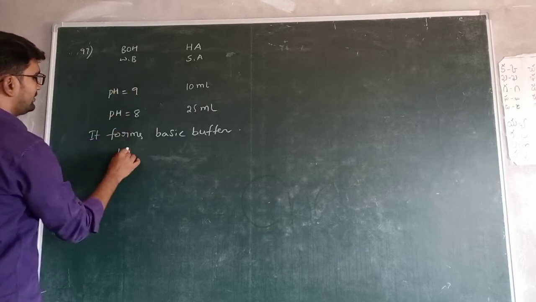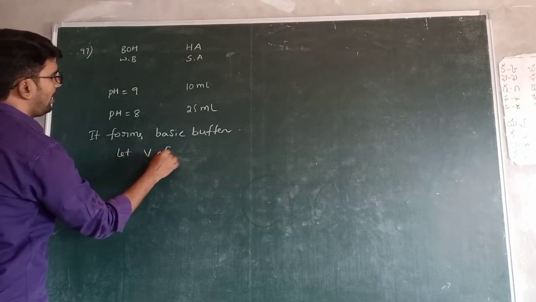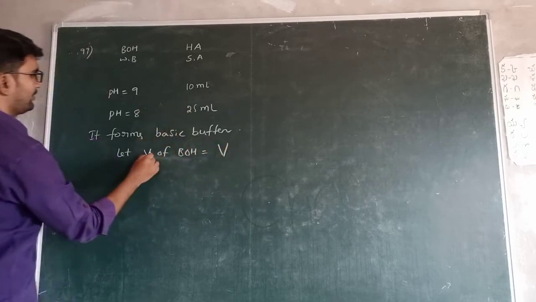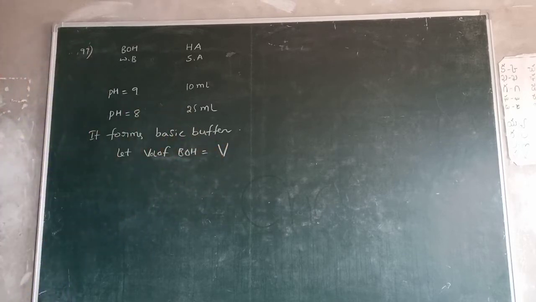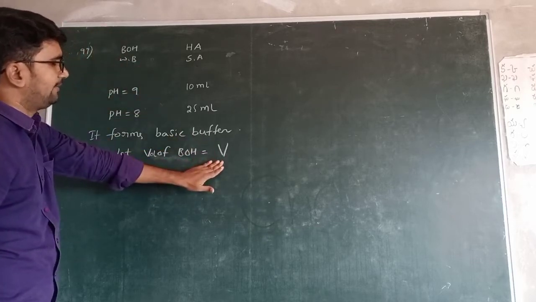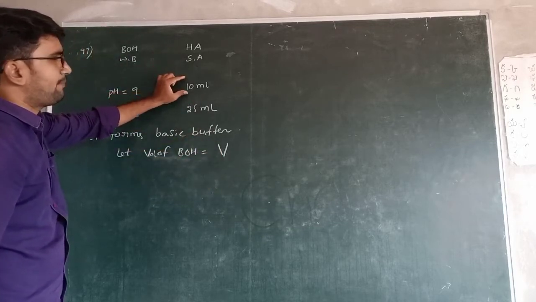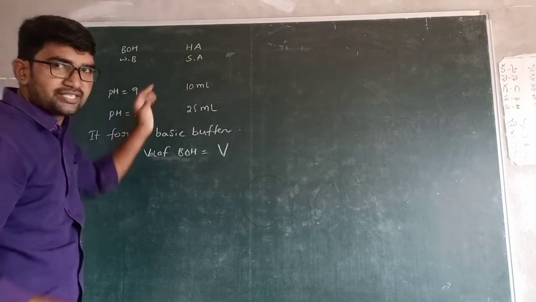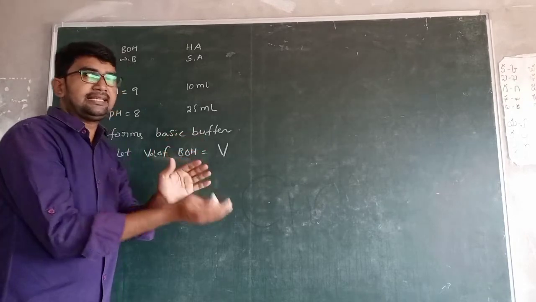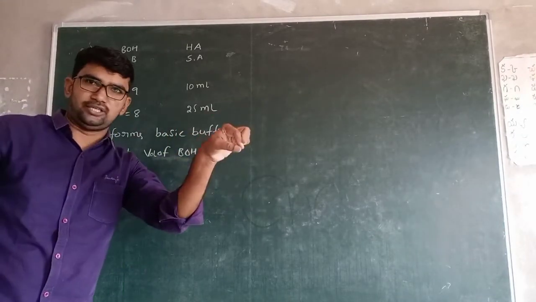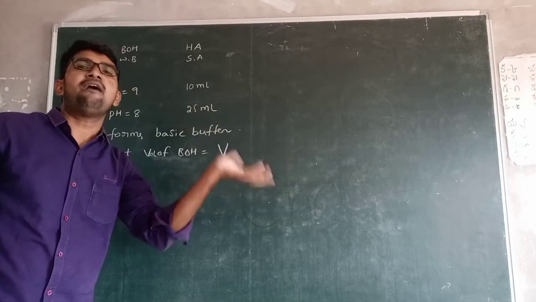First let the volume of BOH be V. So initially the BOH volume is V. Now first we added 10 ml of strong acid. So 10 ml of strong acid reacts with exactly 10 ml of weak base. It forms a salt, and the remaining part is the weak base.